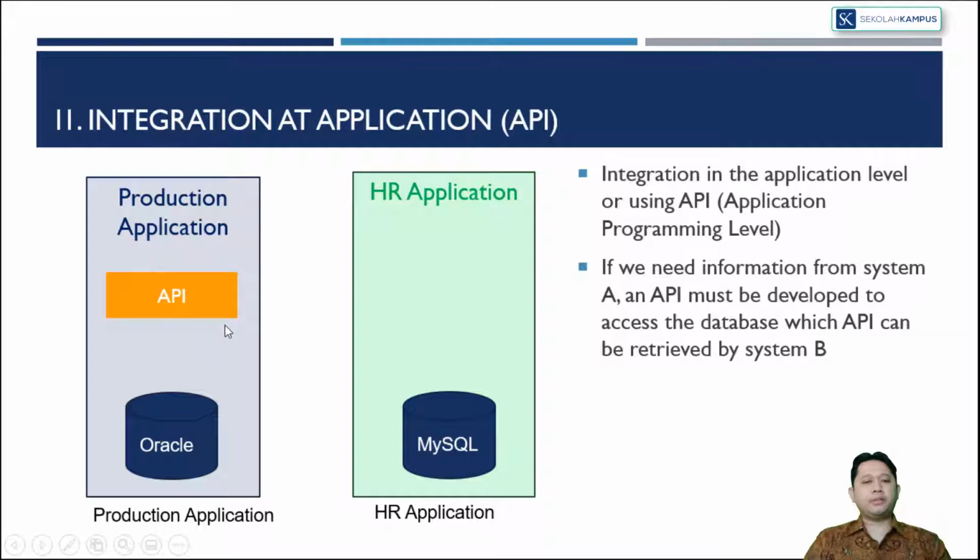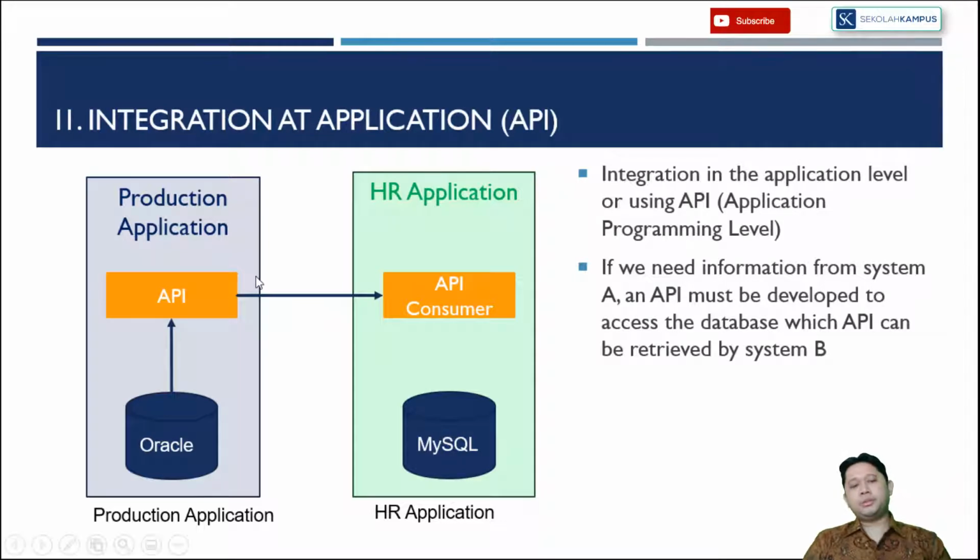For example, if we need information from system A, maybe from the protection application, an API must be developed to access the database, which can be retrieved by the HR application. We can see the flow like here. The database from Oracle will be read by the API, and then this API will be accessed or retrieved by the human resource application. The API consumer has two choices: maybe only display the data, or maybe save it in the database.